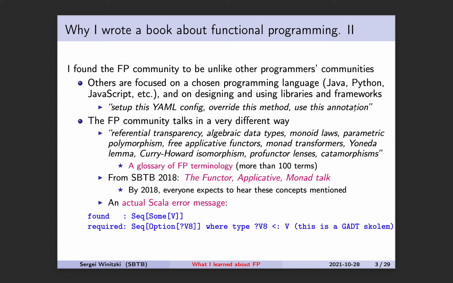The functional programming community sounds very differently. They talk in a different way. They talk about referential transparency and how that is good for your code, algebraic data types, and monoid laws, and parametric polymorphism, and free applicative functors, and monad transformers, and so on, and catamorphisms. You can just go to YouTube or Google to find presentations about each of these things, and these presentations will be given by programmers. I don't think you can find dogomorphism, but catamorphism certainly.